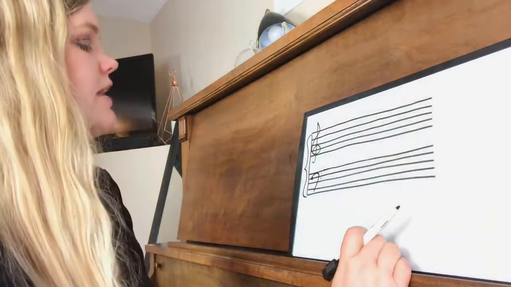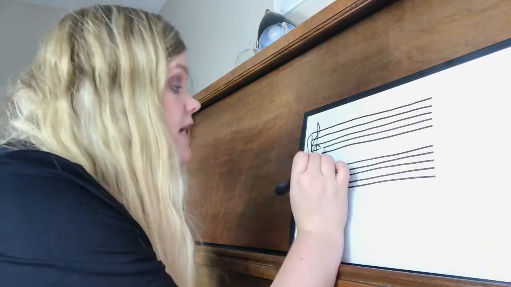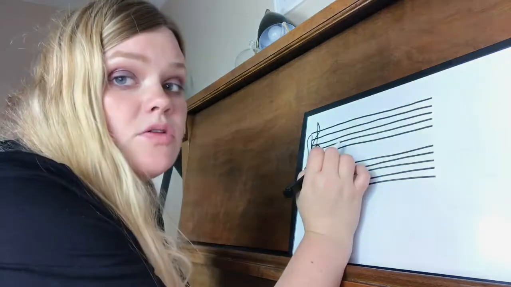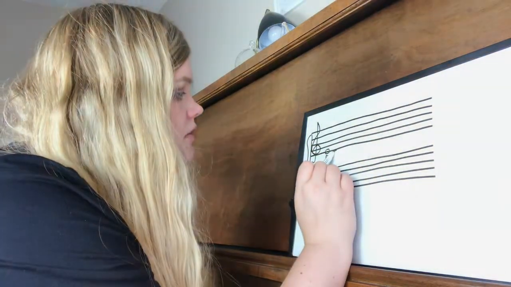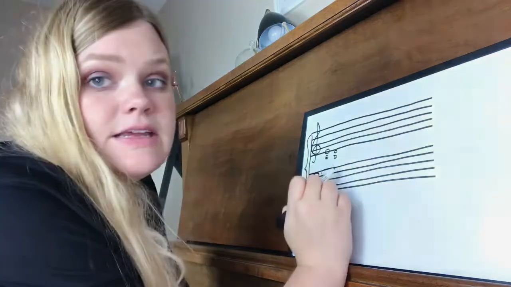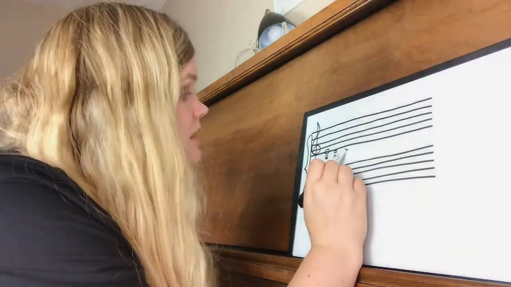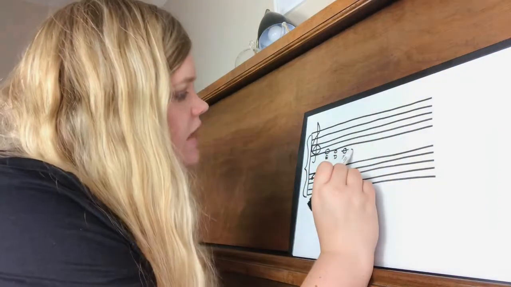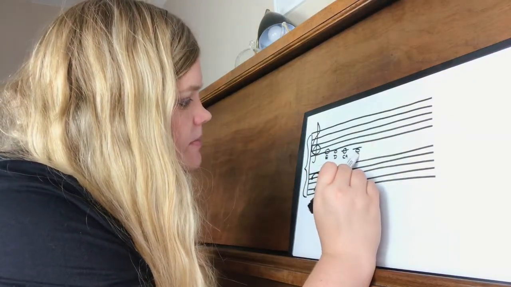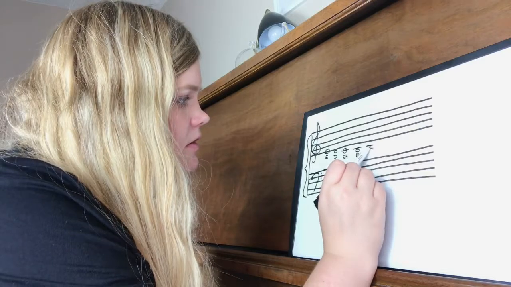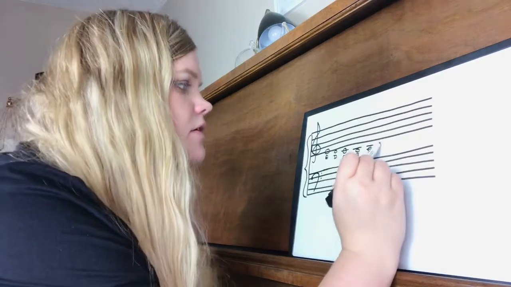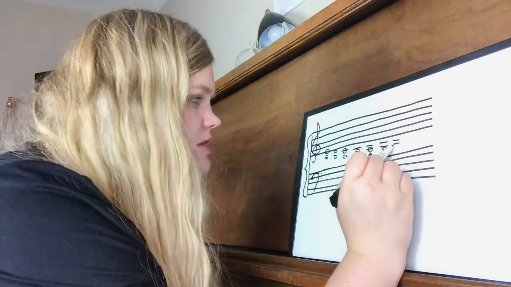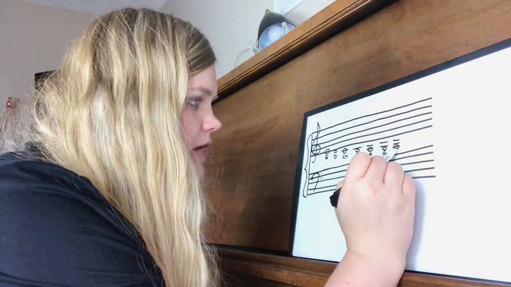When we take a look at the treble clef, we know that the bottom line right here is E. One note lower than E is your D. One note lower than your D is your middle C, or C4, and you can keep on going down. Here's your B, your A, your G, and you could just keep on going down, and your F.